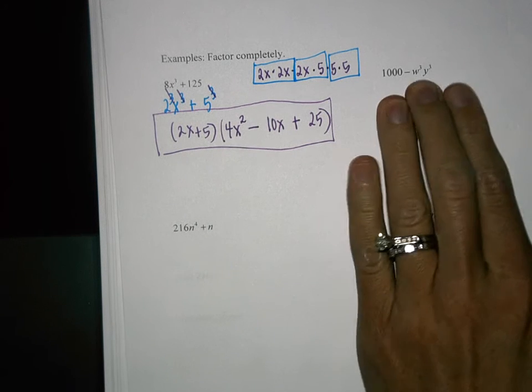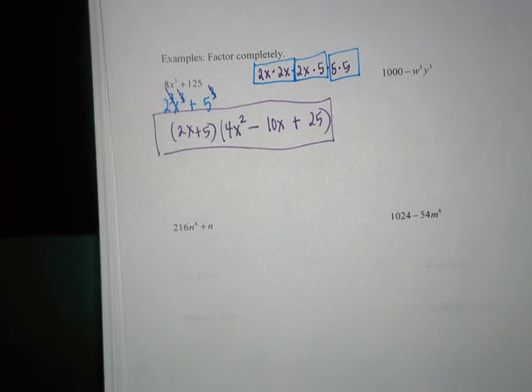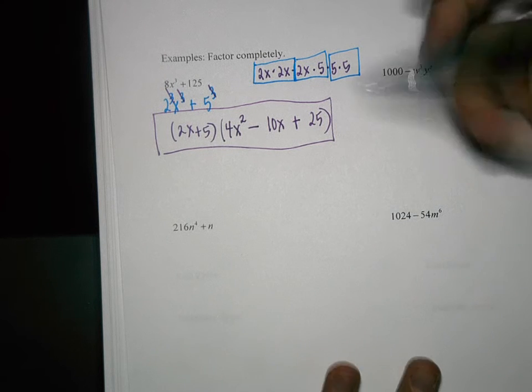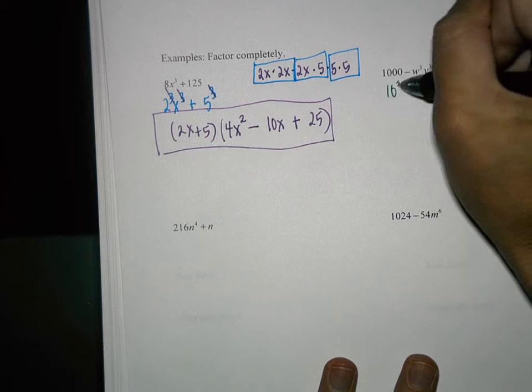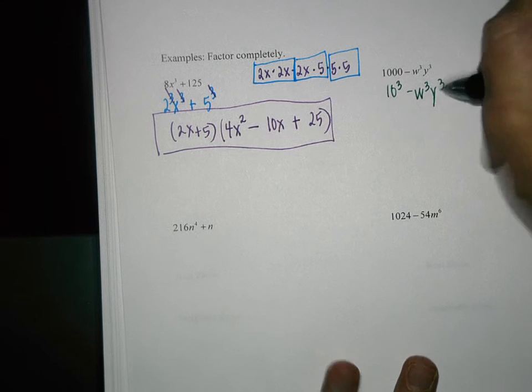Okay, so let's practice factoring by cubes on this next one. So 1,000, that was not one that I wrote down. Very good. 1,000 is 10 to the third power. I'm so glad you guys knew that. So we have 10 to the third power minus w to the third power and y to the third power.